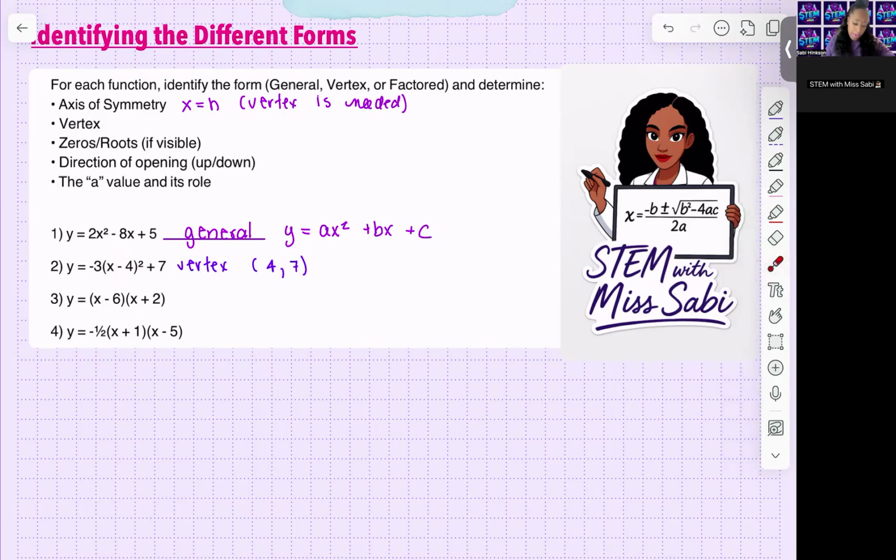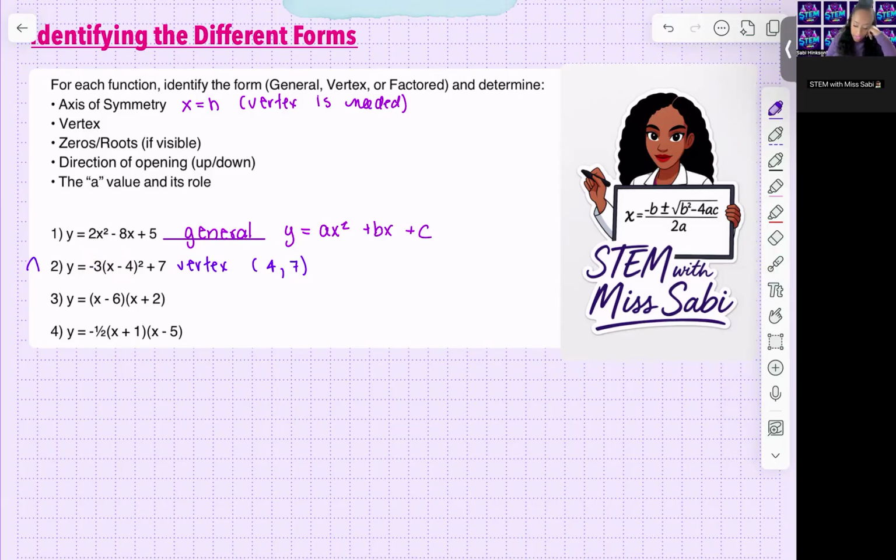Let's talk about the parameter a. Here, our parameter a is 2. It is opening up because it's positive, and because it's 2, which is greater than 1, it's going to be skinnier than the basic one, so we have a vertical stretch. Over here, your a is negative, so your parabola is going to be opening down, and it's going to be skinny because it's got a number that's greater than 1, sorry.